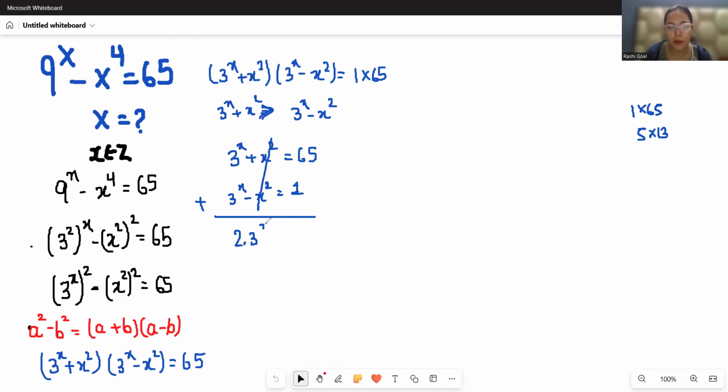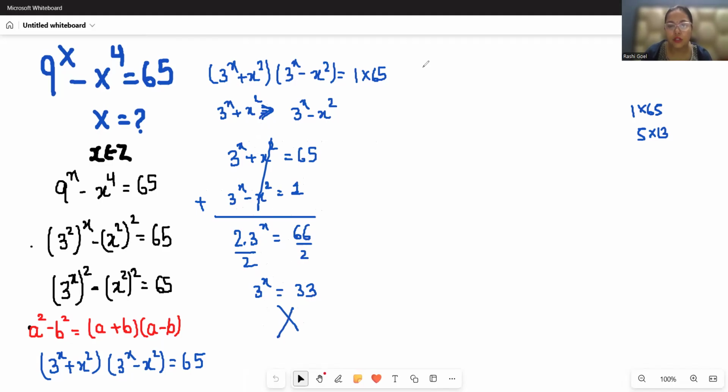So if I add both, x^2 will cancel out. So 2 times 3^x equals 66. If I divide both sides by 2, 3^x equals 33. So this will be rejected because it does not give an integer value.